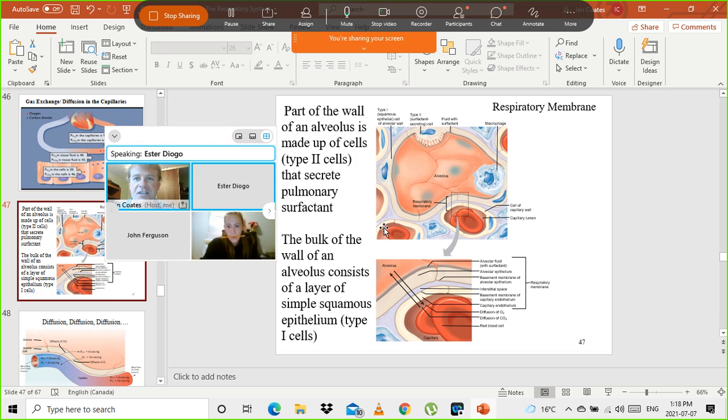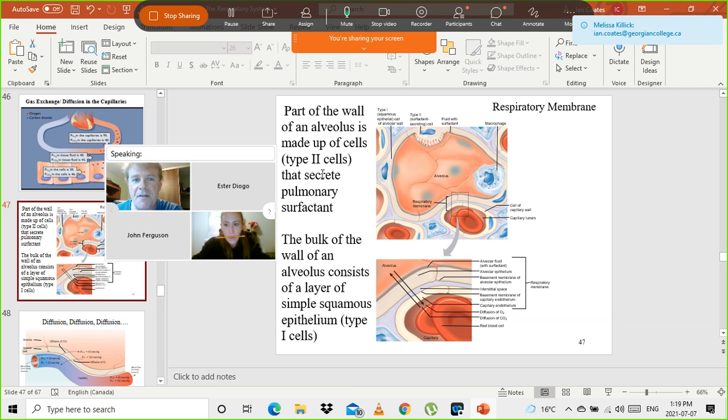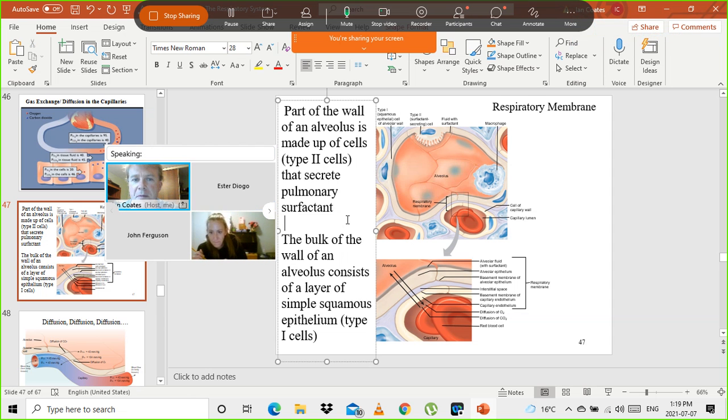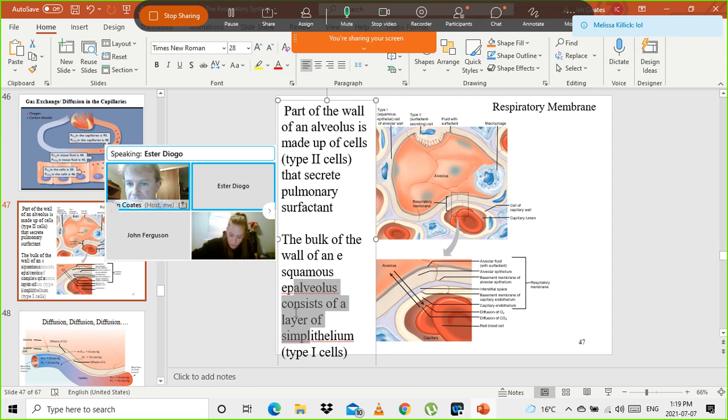And this is just another shot here. Here we've got type 2 and type 1. And you guys can have a look at this there. Hi, Esther. I think your microphone's on. If you could just turn that off, that would be great. So you'll remember, thank you, that the type 2 cells secrete surfactant. Type 1, these are where 90% of the alveoli are, simple squamous epithelium. Okay.